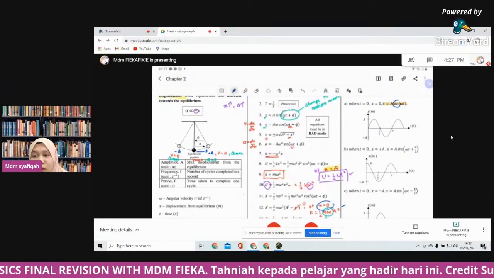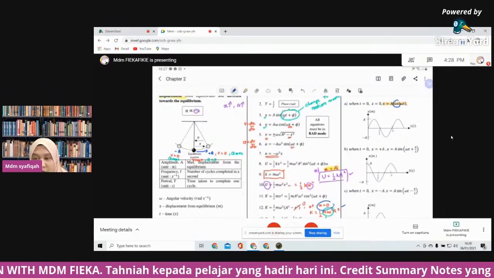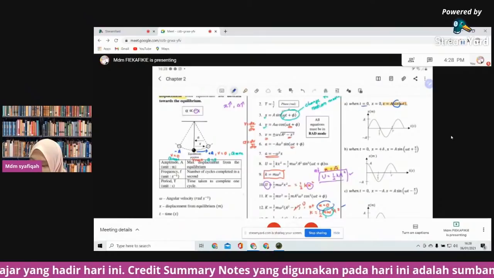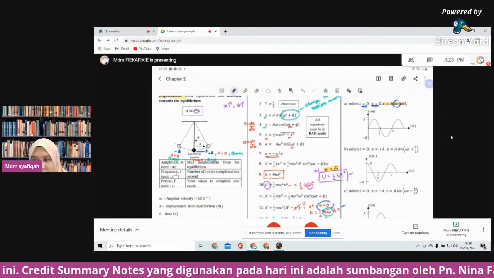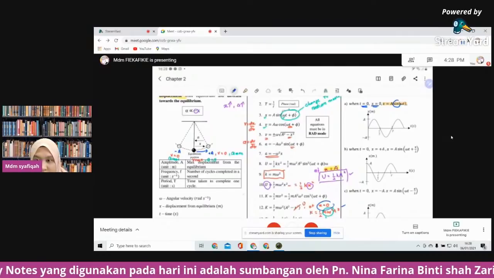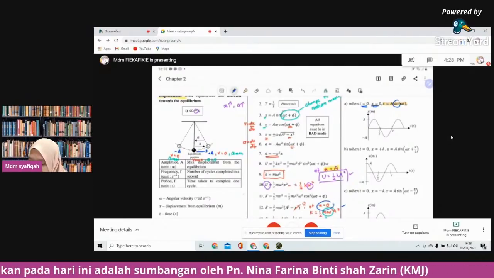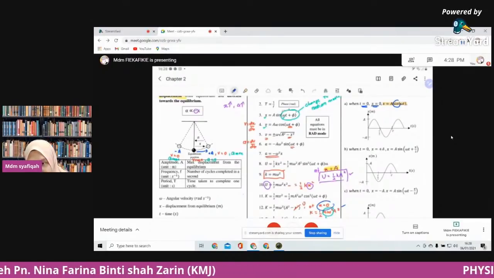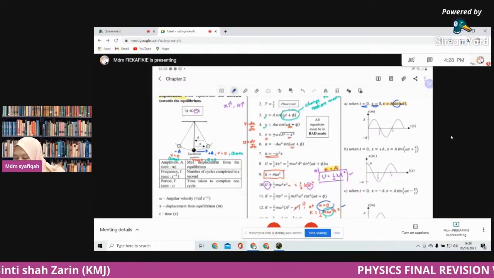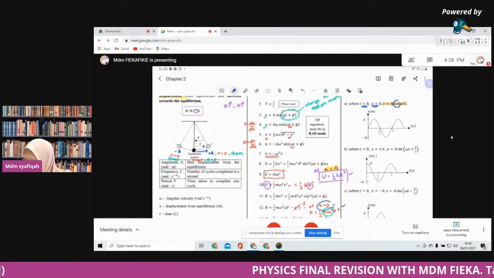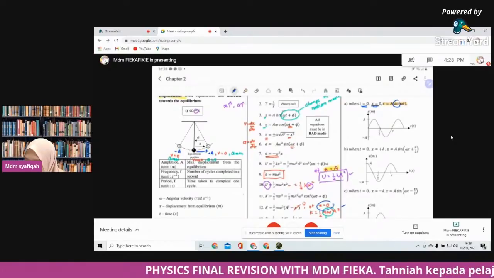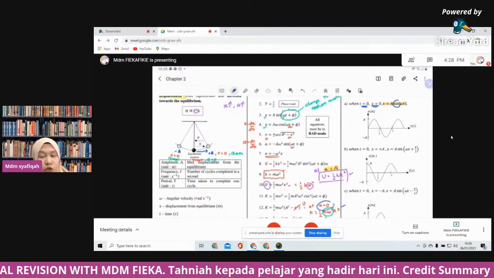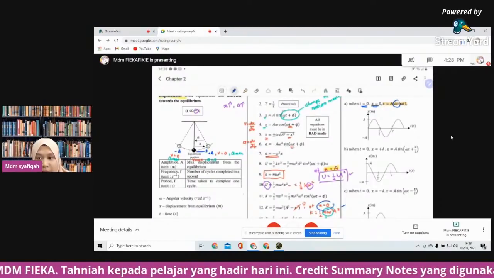So macam mana you nak sketch graph? So if the condition of the question state that at t is equal to 0 second, x is equal to 0, then we have the general equation of x in terms of sine. Ini graph sine. So kita lukis macam biasalah. Okay. X is equal to 0, t is equal to 0. So we gonna have sine graph. Okay. Tanya diri awak, you pandai tak baca graph? Macam mana kalau soalan bagi graph dan you nak keluarkan maklumat daripada graph?